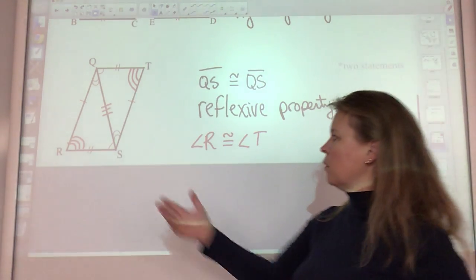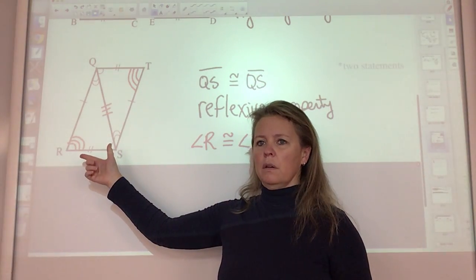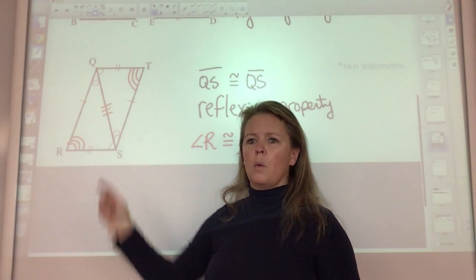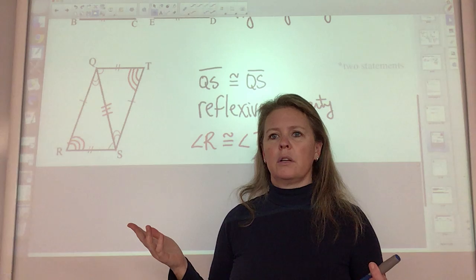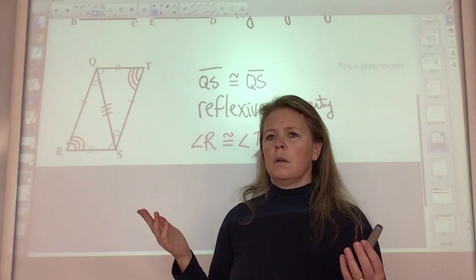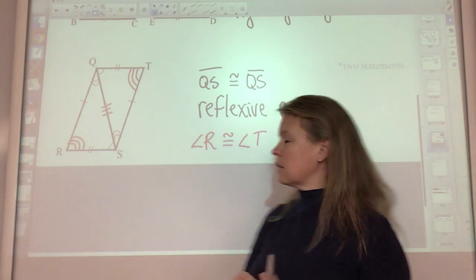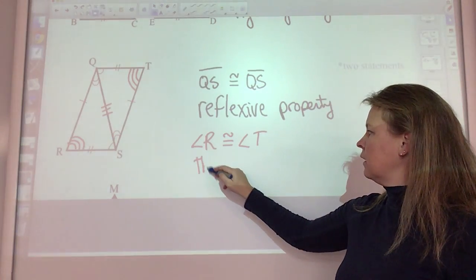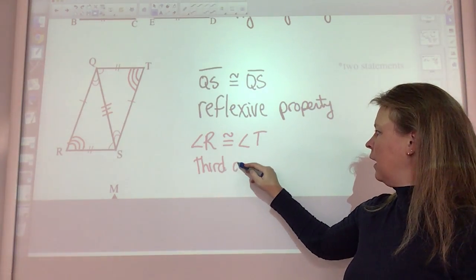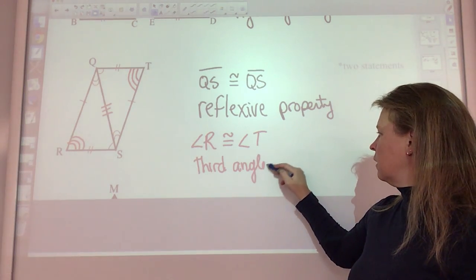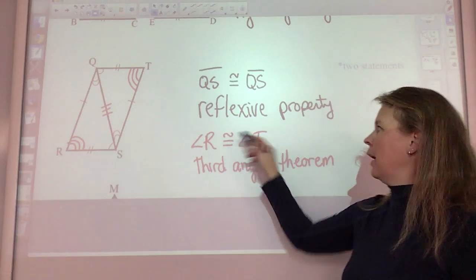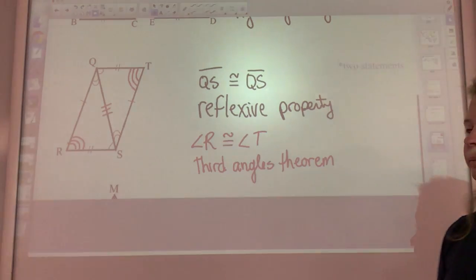Why in the world would those angles be congruent to each other? We've got our first angles, we have our second angles. Why are our third angles congruent to each other? Go find it on cheat sheet 5. It is the third angles theorem that lets the third angles be congruent to each other.